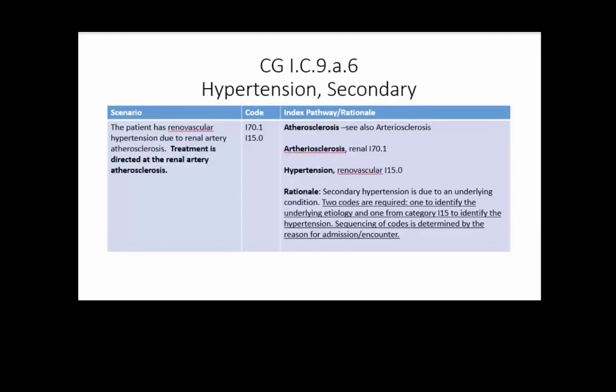The next guideline has to do with hypertension that is secondary, meaning it's been caused by something else. In this particular scenario, the patient has renovascular hypertension due to renal artery atherosclerosis, and treatment is directed at the renal artery. Here in the index pathway, I show you the different ways you get to these codes. There is a specific code for renovascular hypertension. Our guideline tells us two codes are required, one to identify the underlying etiology and one from category I15 to identify the hypertension. The underlying etiology is the arteriosclerosis of the renal artery, and the hypertensive code is I15.